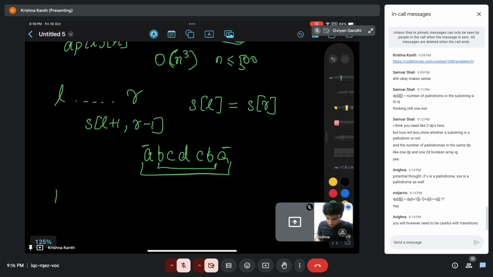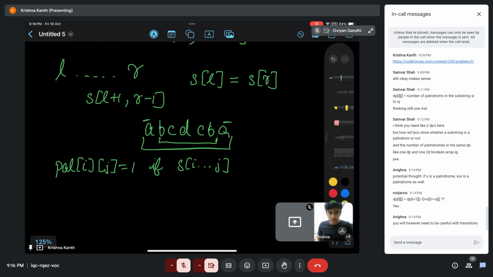So we can say let pal ij be equal to 1 if the string from i to j is a palindrome. The way we calculate the states in this problem is we go in increasing order of length. We first calculate this dp for all small lengths of strings and then the bigger ones. So when we are calculating pal ij, we will definitely have the necessary information because we are only considering smaller strings compared to it.